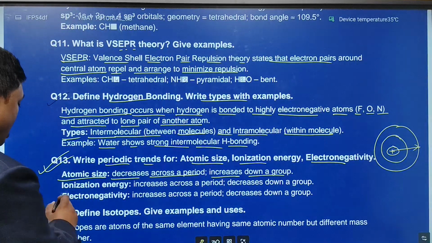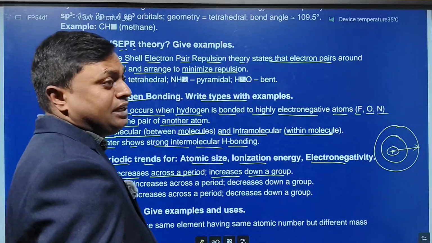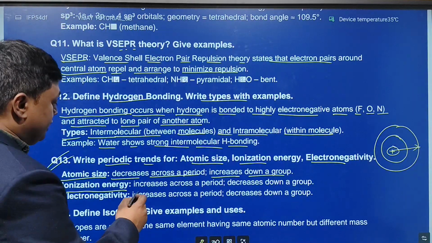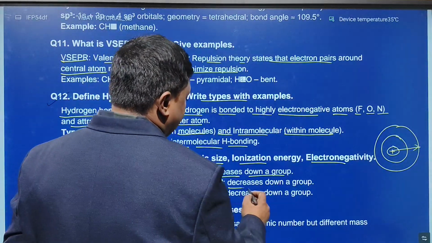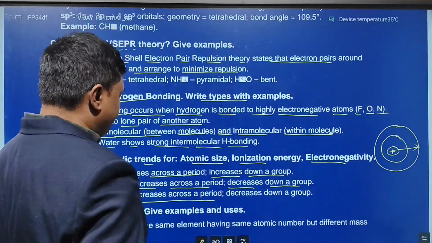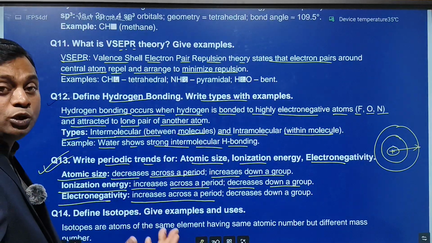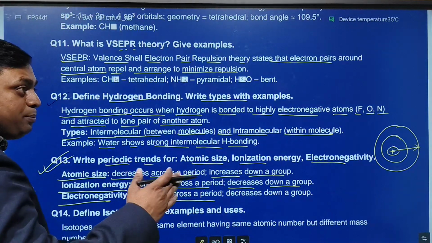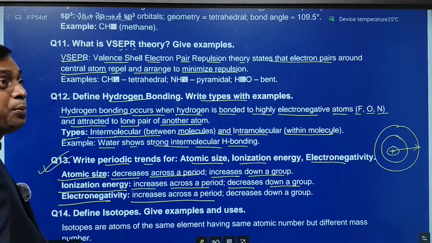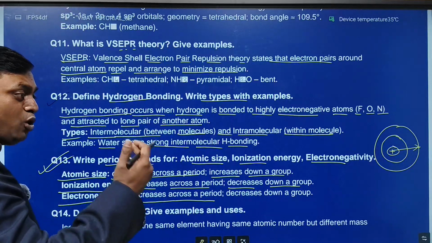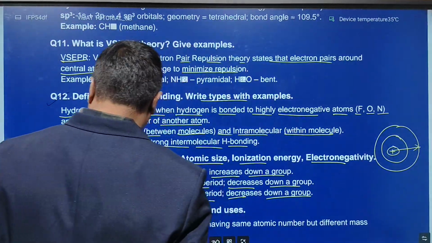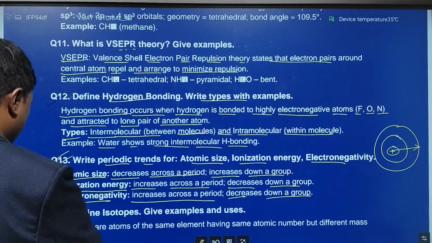Yes or no? Ionization energy: what is ionization energy? The amount of energy required to remove the valence shell electron. Yes or no? It increases across the period and decreases down the group. Electronegativity increases across the period because electronegativity is directly proportional to the nuclear charge. Across the period the nuclear charge increases, so electronegativity also increases, and it is inversely proportional to the atomic size. When the atomic size is more, electronegativity is less, so it decreases down the group. Yes or no? Next question.